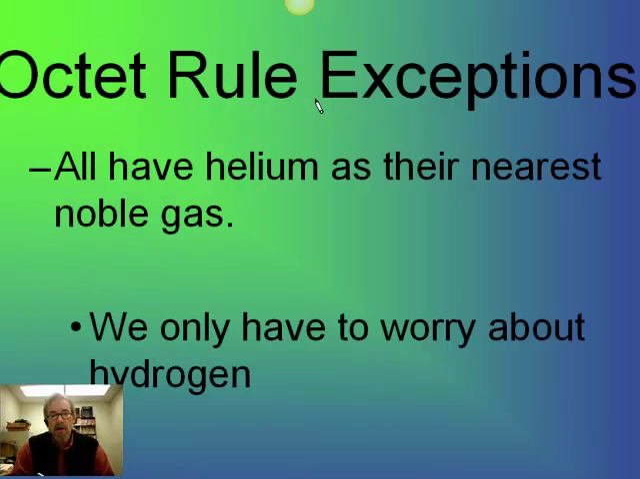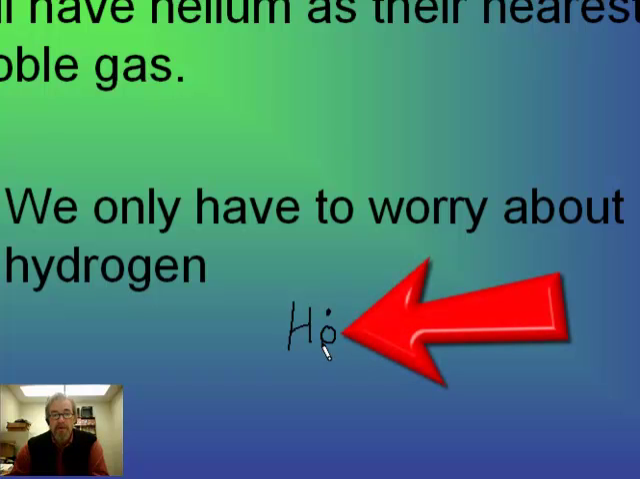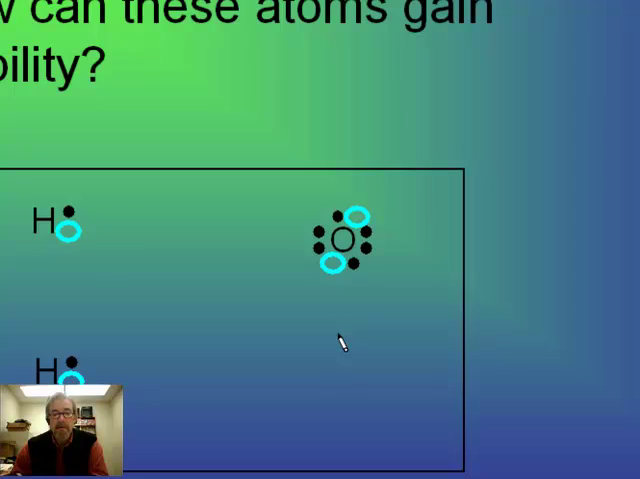Now, there are some exceptions to the octet rule. All of these exceptions are the things that have helium as their nearest noble gas. So that would be hydrogen, lithium, boron, and beryllium. But we really only have to worry about hydrogen. And here's how we have to think about hydrogen. Hydrogen has one dot. Its closest noble gas would be helium, which has 2 dots. So hydrogen needs to have 2 electrons. Typically, because hydrogen's a nonmetal, it's going to do that by sharing an electron to fill up that extra space there and become stable.